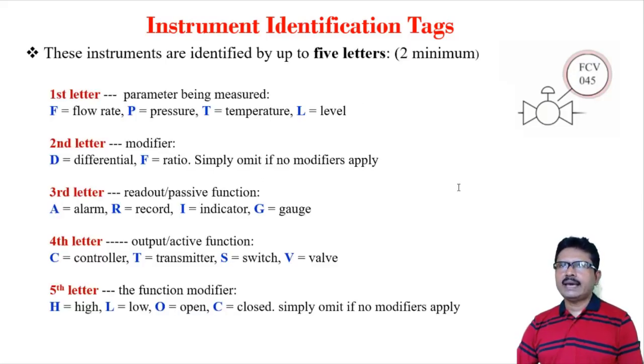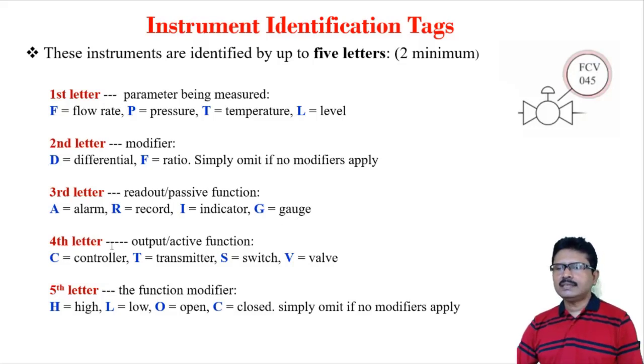The instrument tags consist of 2 to 5 letters. The first letter is the parameter being measured. The parameters are normally flow rate, pressure, temperature, level. The second letter is the modifier, whether it is differential or ratio. The third letter indicates the display or the passive function, whether it is used as an alarm indicator, as a recorder, as a normal indicator or any type of gauge.